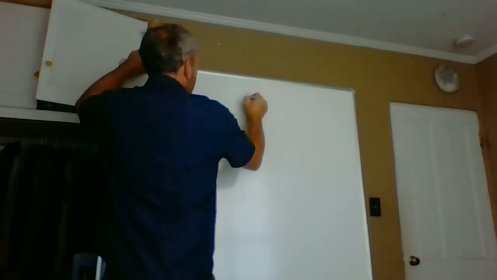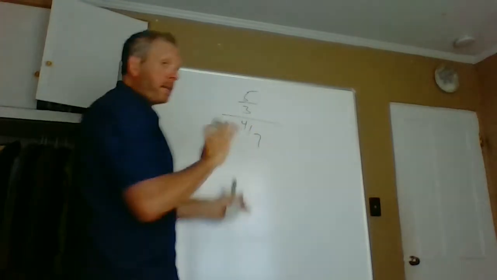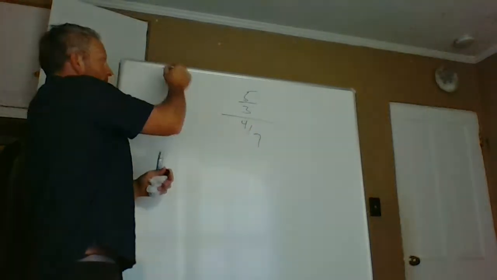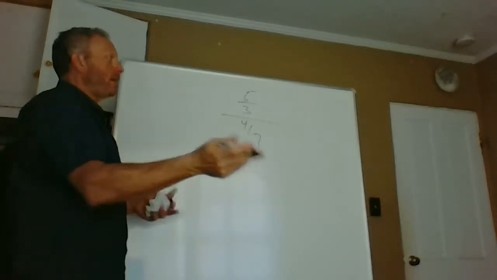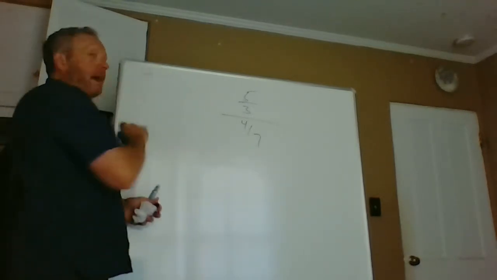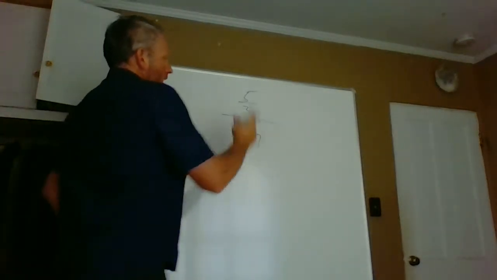So say, for example, 5/3 divided by 4/7. Notice, again, the way I wrote it, I didn't use this forbidden sign, because every once in a while, maybe it's handy or convenient to use that, but I just generally don't want to use that, so never mind that.